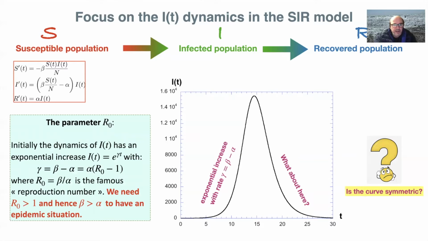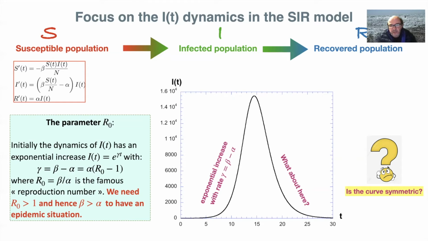And this gamma can be written as beta minus alpha. And we can also introduce the coefficient, which is now, I think, quite famous, which is the reproduction number, R naught, the ratio of beta over alpha. So we need R naught larger than 1 to have an epidemic. This means beta larger than alpha.